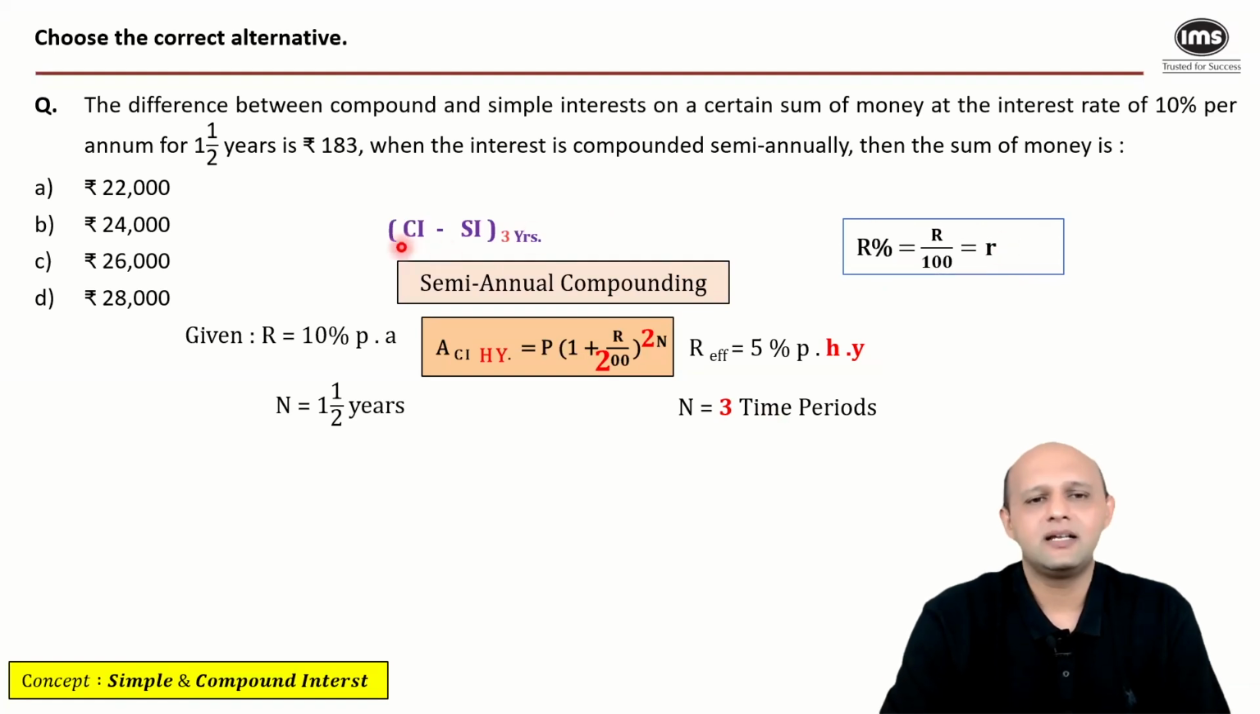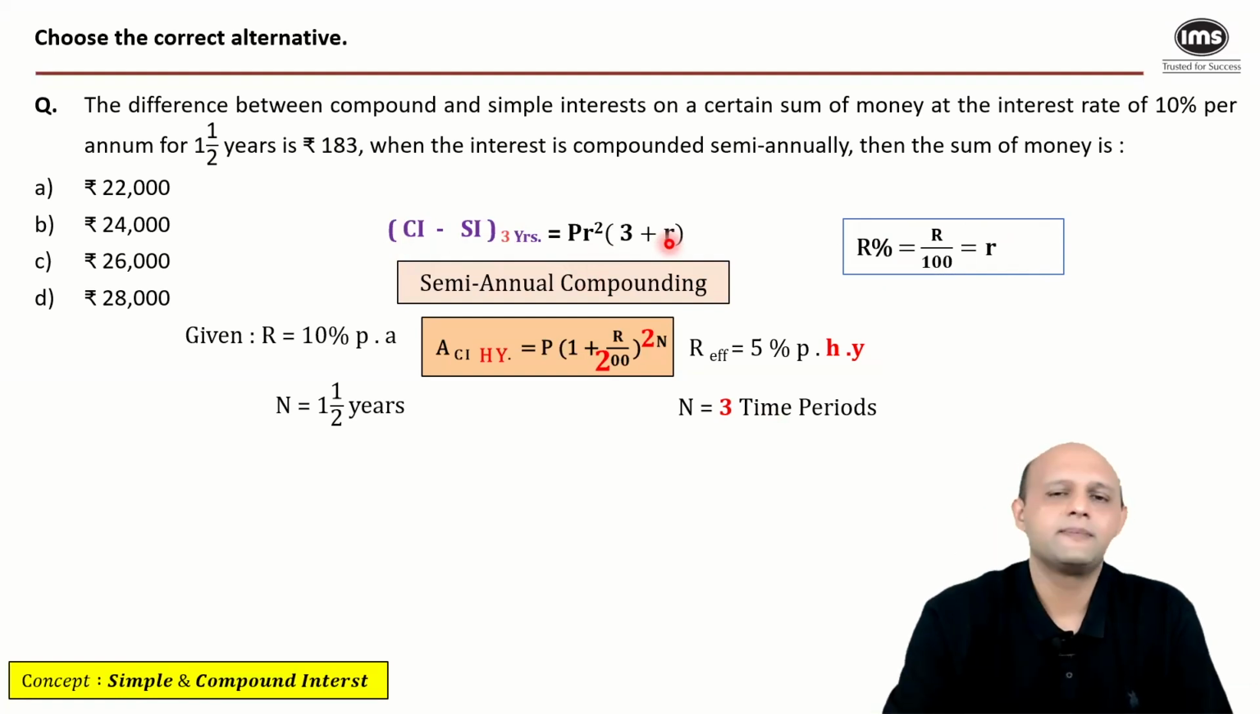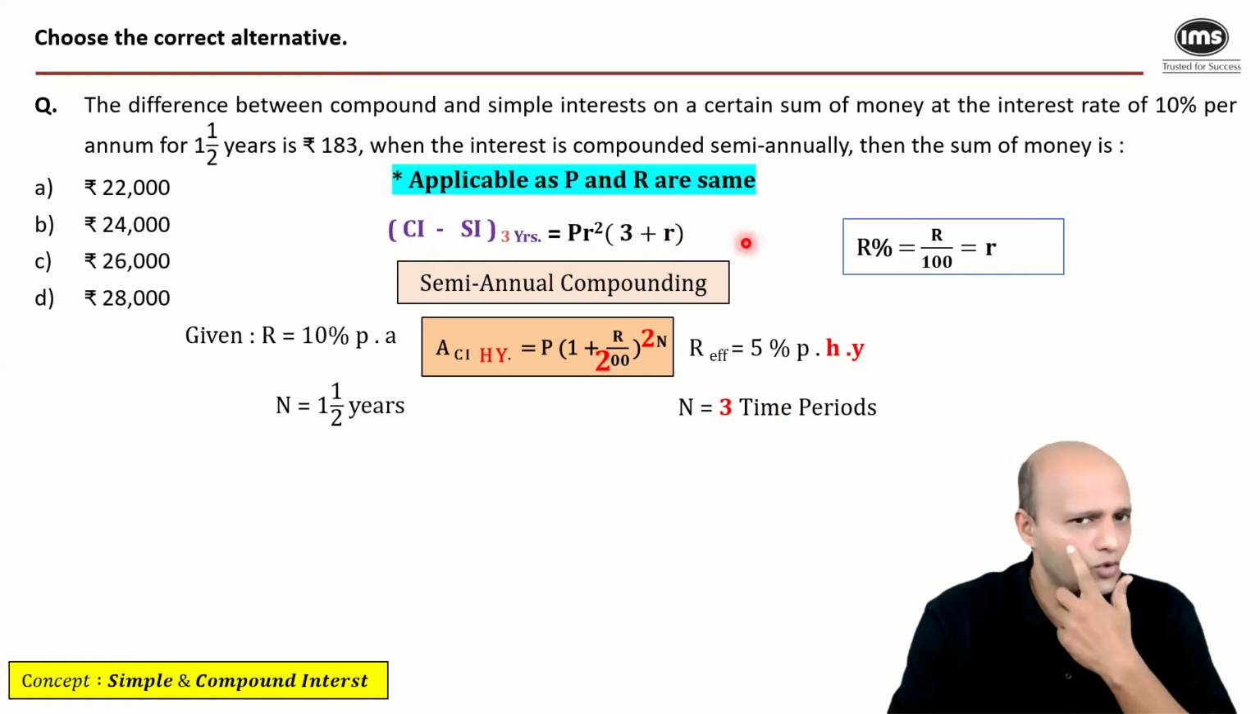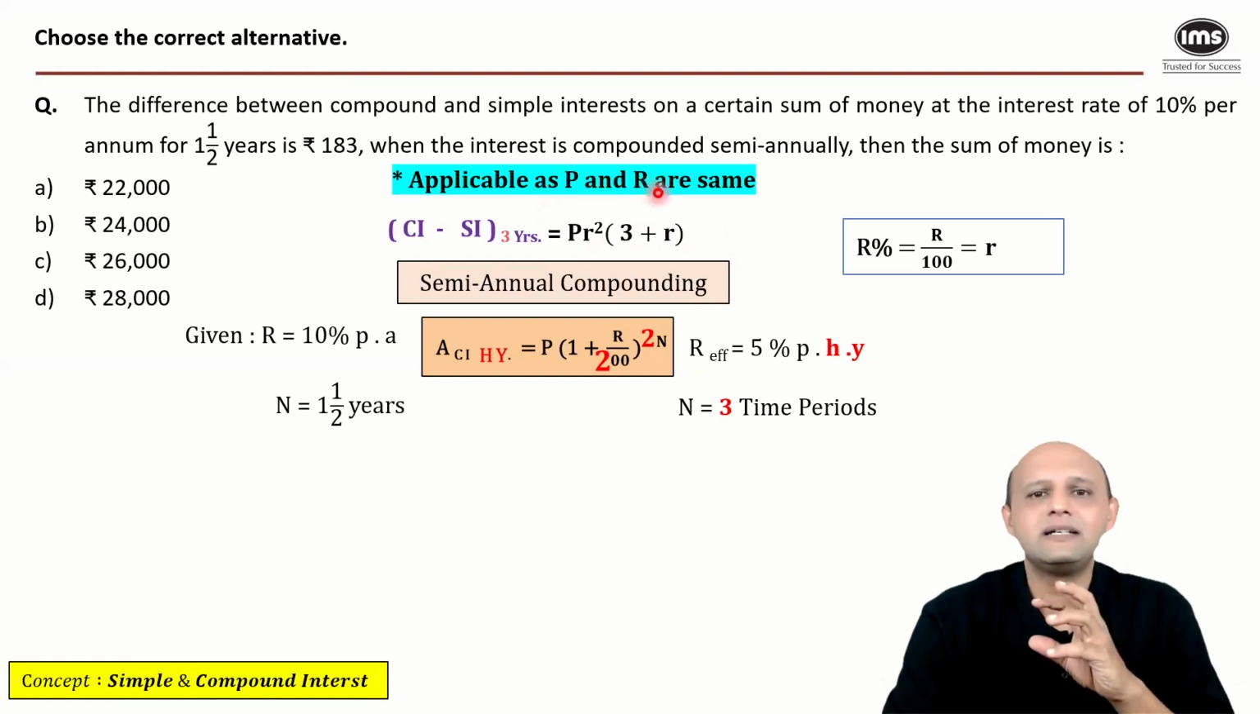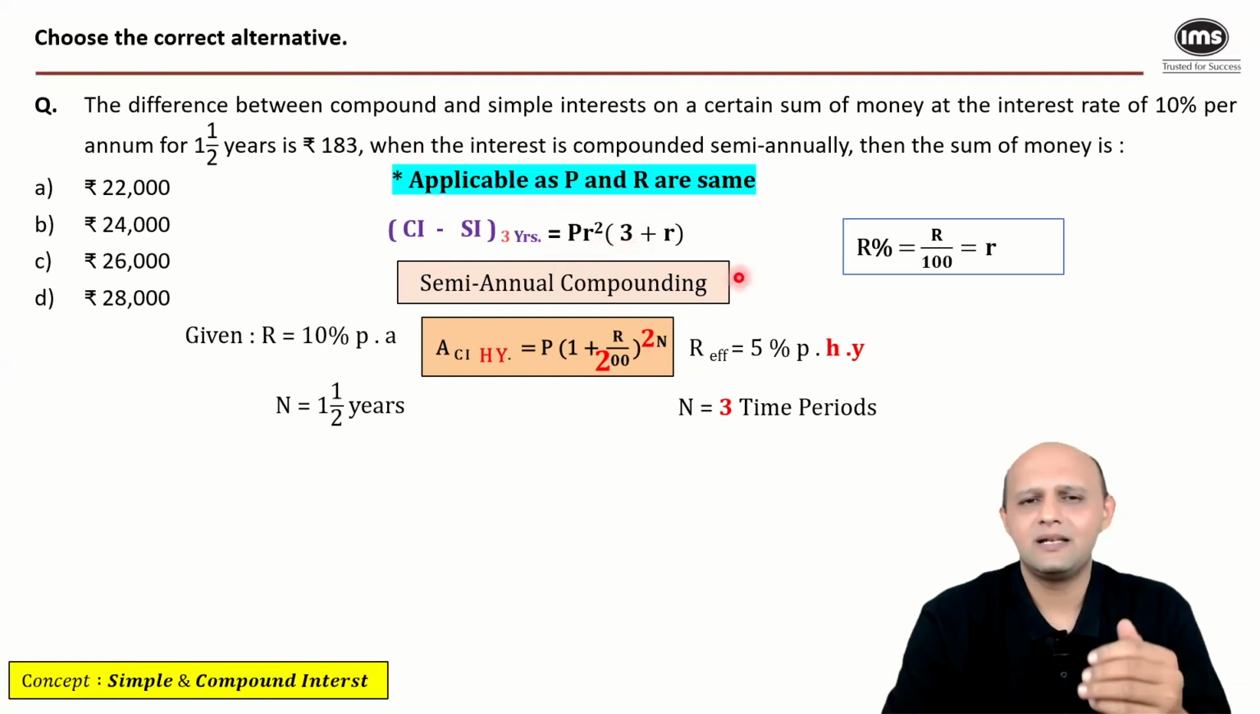What is the difference between compound and simple interest when the sum is paid back after 3 years? It is equal to PR square times 3 plus R. Now, this is something that if you're able to recall, is going to save a lot of calculation time, which would otherwise have been invested arriving at this relation. Though it's not that difficult, but I think if you know that the principal, in fact, the rate of interest and the principal is same for both the schemes, this formula would just help you fasten your calculation. Now this is equal to 183. This difference is equal to 183.